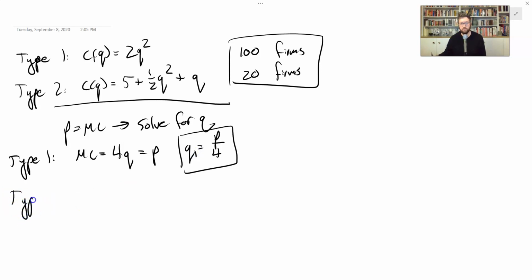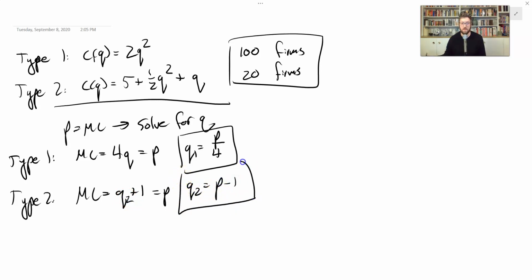For type 2, we've got marginal cost is equal to, we need to take the derivative of this. The derivative of the 5 is 0, doesn't play into it. The derivative of this is 2 times 1/2, which is just Q to the power of 1. And then we have the derivative of this, which is plus 1. So we need to set this equal to P, and we're going to solve for Q2. And we get that it's equal to P minus 1.